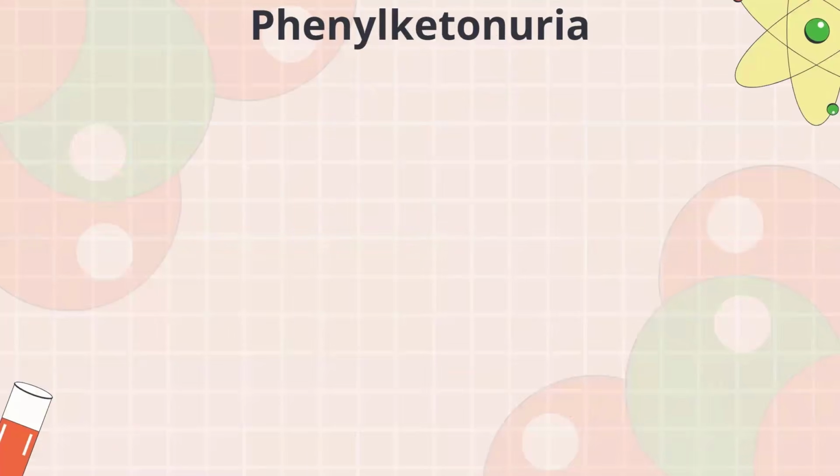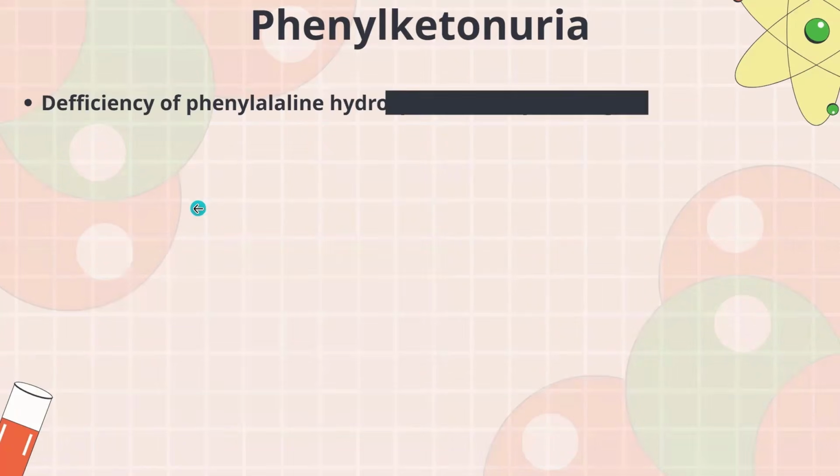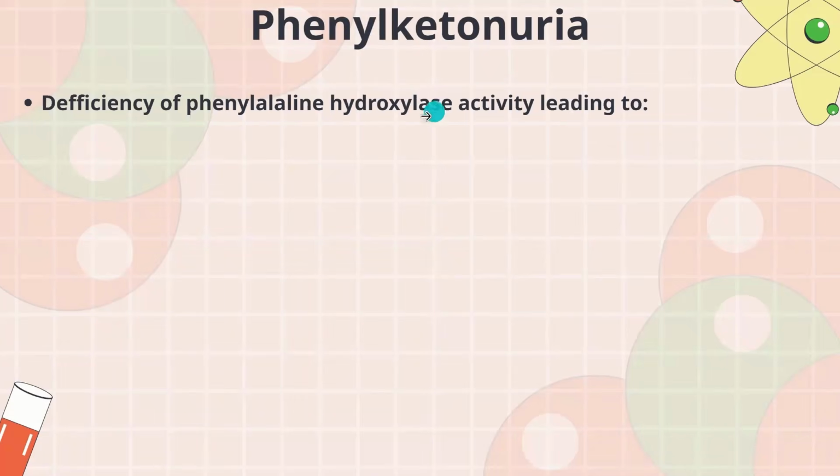Now let's also talk about PKU. We're already almost done. If you understood the first part, you can understand the rest because this is all built on it. Phenylketonuria, or PKU, is basically a deficiency, as we said, of what enzyme? Phenylalanine hydroxylase. Bravo. A deficiency of this enzyme is going to lead to high phenylalanine and low tyrosine.